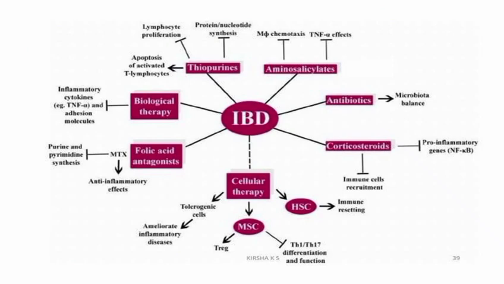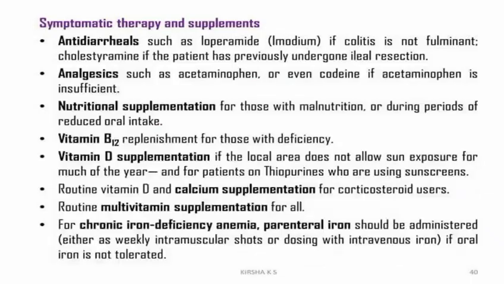One is cellular therapy, corticosteroids, antibiotics, aminosalicylates, thiopurines, biological therapies, and folic acid. It is used to reduce the inflammatory effects. So this is a flowchart which just shows the pharmacological management, the drugs which are used to treat the inflammatory bowel disease.